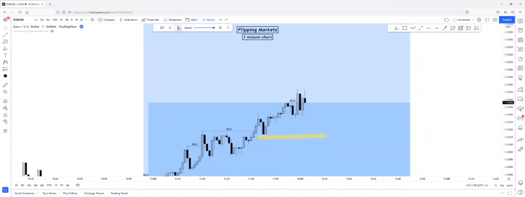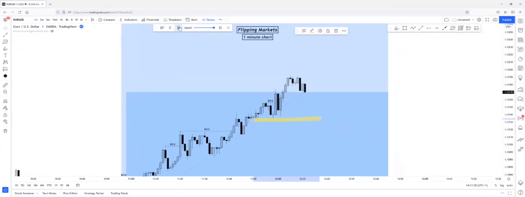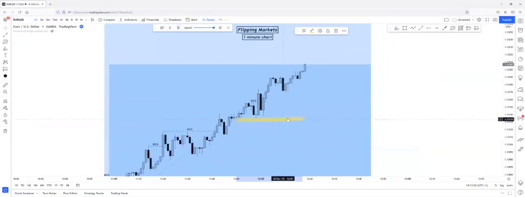Let's see what happens. Pullback happened and another break of structure happened. So I will just place my stop loss below this line. Okay, let's see what happens. Another pullback, another break of structure to the upside. We can do the same. We can keep our stop loss here if we are afraid of the liquidity, but I see no liquidity here. There's no double bottoms. This could be just a small pullback. So I'm placing my stop loss below this level.